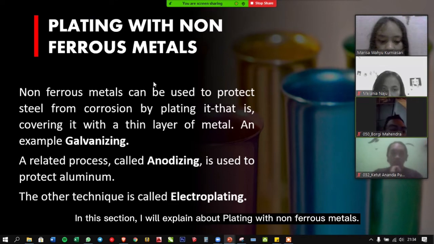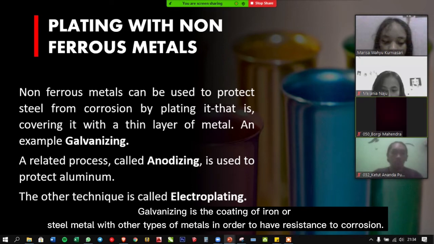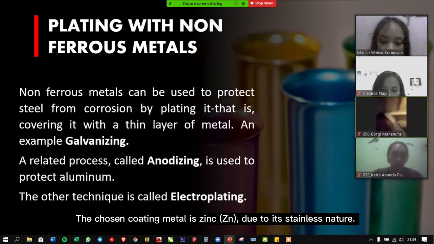In this section, I will explain about plating with non-ferrous metals. Non-ferrous metals can be used to protect steel from corrosion by plating it, that is, covering it with a thin layer of metal. An example is galvanizing. Galvanizing is the coating of iron or steel with other types of metals in order to have resistance to corrosion. The chosen coating metal is zinc, or Zn.